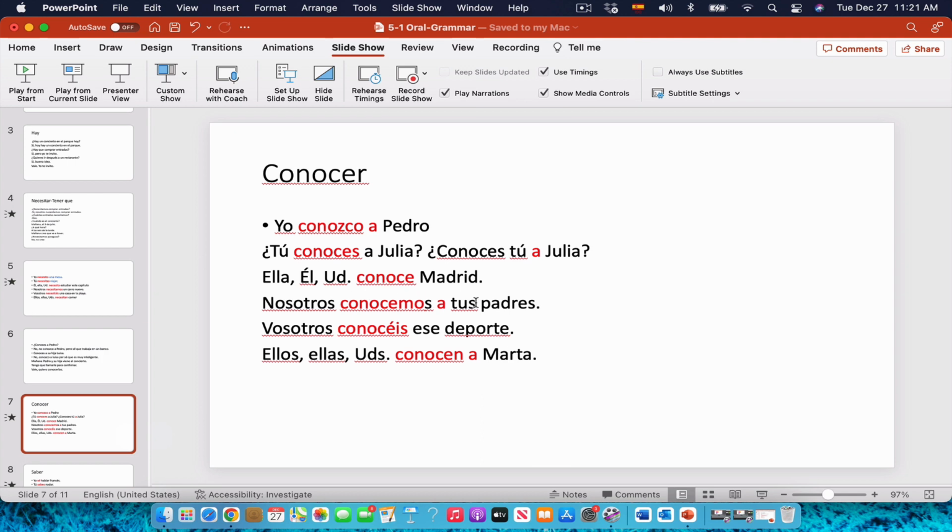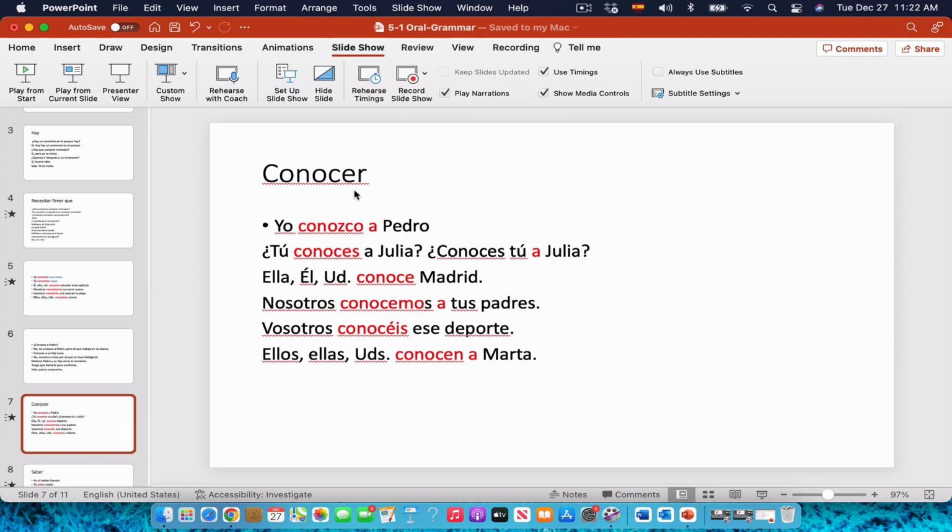Nosotros conocemos a tus padres. We know your parents. So in this case is nosotros conocemos. Vosotros conocéis ese deporte. You see in this case this is not people, so we don't use the preposition. And vosotros takes conocéis. And then ellos, ellas y ustedes conocen a Marta. Because Marta is a person. Okay? So this is the way we conjugate conocer.